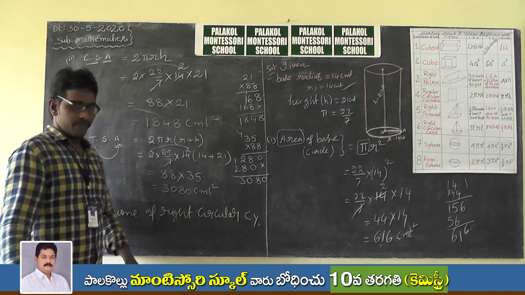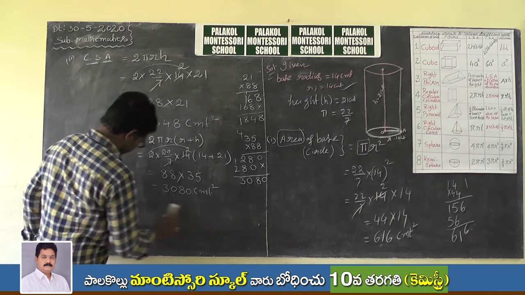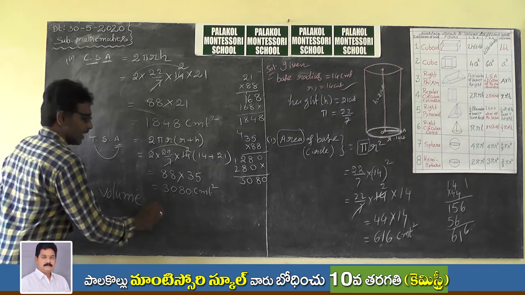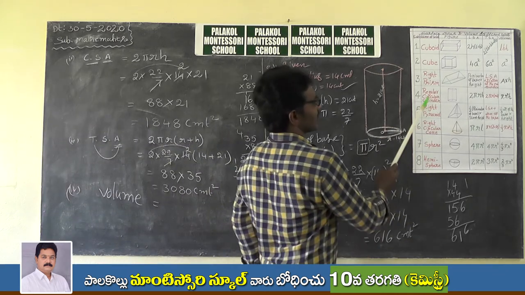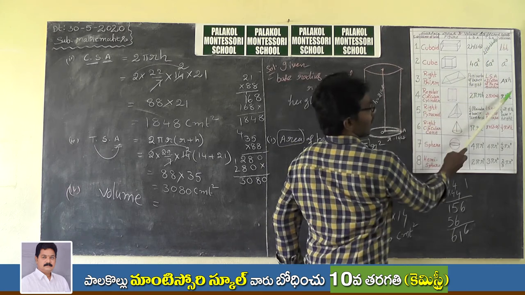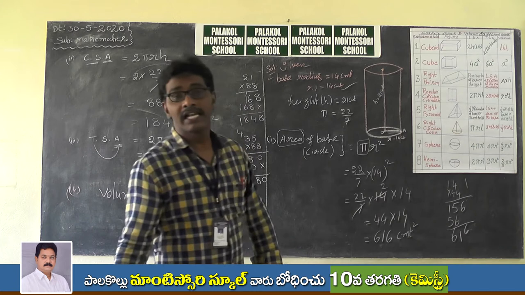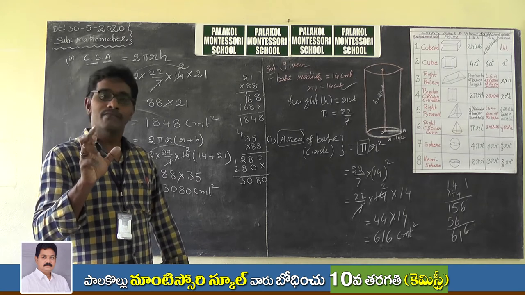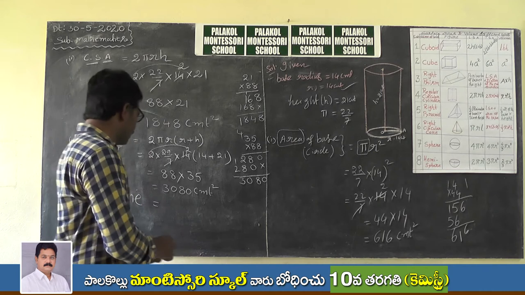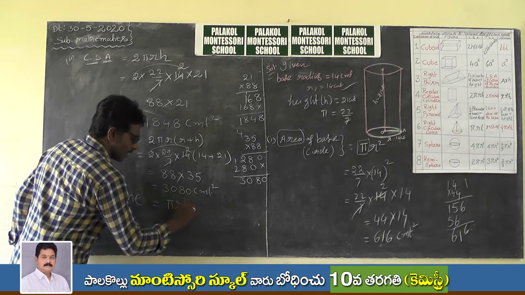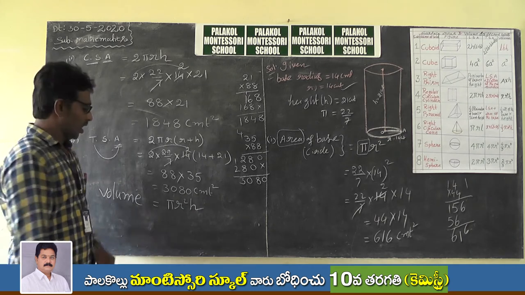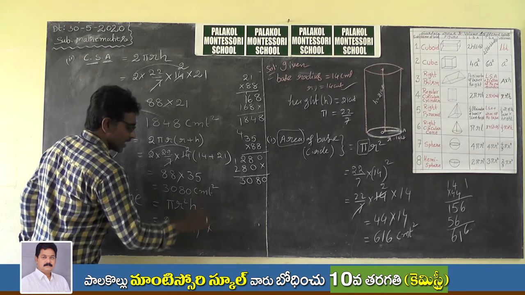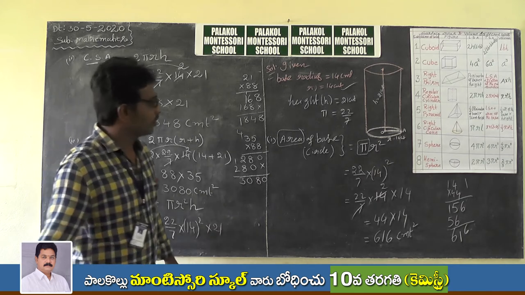The last one, volume of the right circular cylinder. Fourth question, volume. Remember that the volume formula of a right circular cylinder is pi r square h. Why? Because it is base area into height. What is the base shape? Circle. The circle area formula is pi r square. So simply you write pi r square h. You know the pi value is 22 by 7, r value 14 whole square, h value 21. Now I do that on this side.